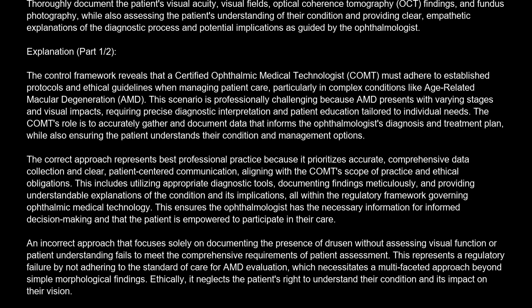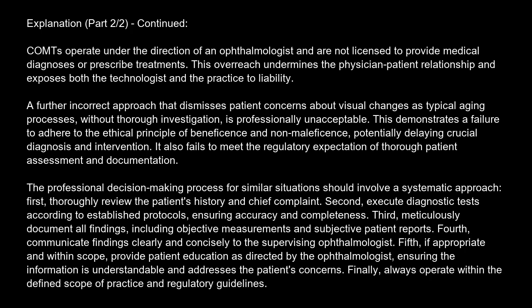Another incorrect approach that involves providing definitive prognoses or treatment recommendations without the direct supervision and explicit instruction of the ophthalmologist is a significant ethical and regulatory violation. COMT operate under the direction of an ophthalmologist and are not licensed to provide medical diagnoses or prescribe treatments. This overreach undermines the physician-patient relationship and exposes both the technologist and the practice to liability.